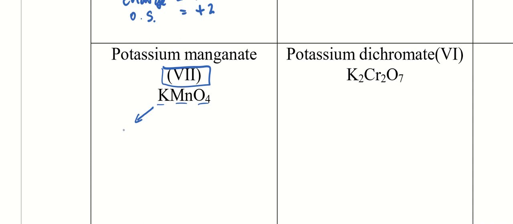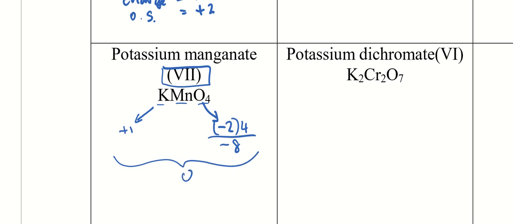Potassium, group 1, plus 1. Oxygen, usually negative 2. There's 4 of them, times 4, giving us negative 8. Overall has to be 0. So plus 1, negative 8. Therefore, the manganese would have to have an oxidation state of plus 7. And therefore, giving us the name manganate 7.